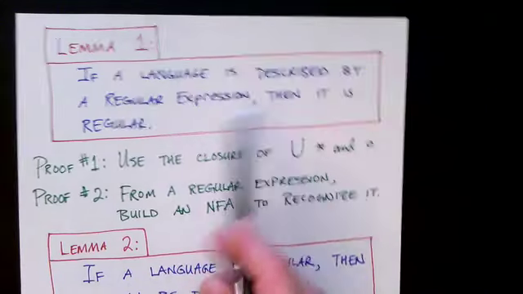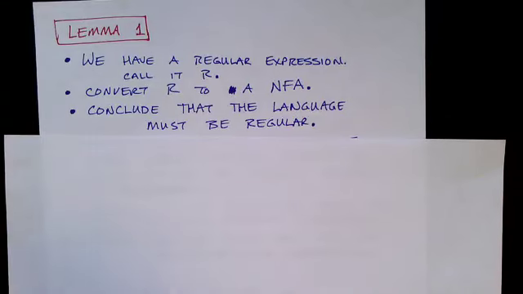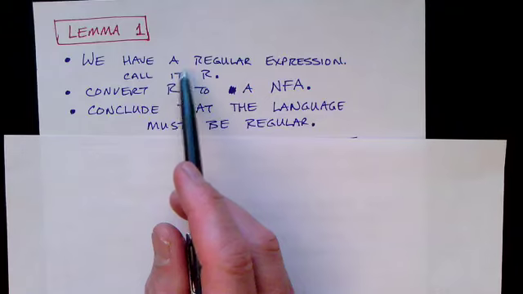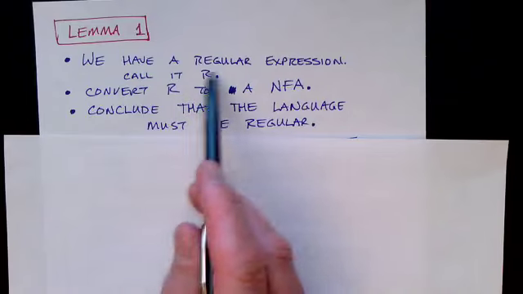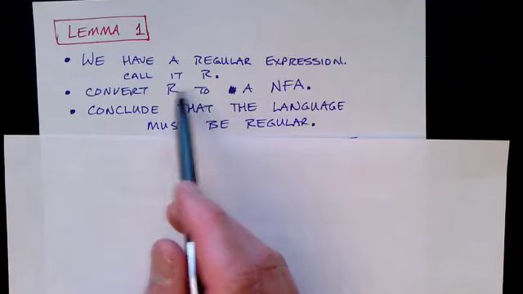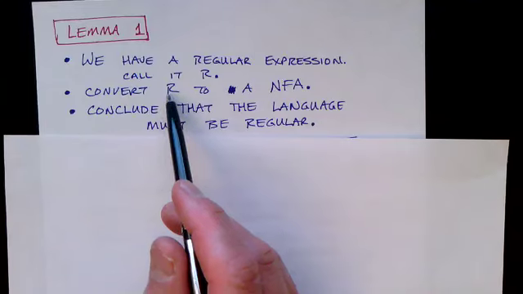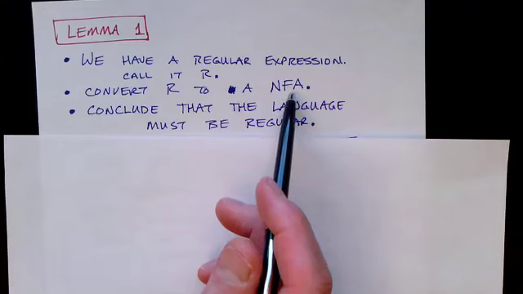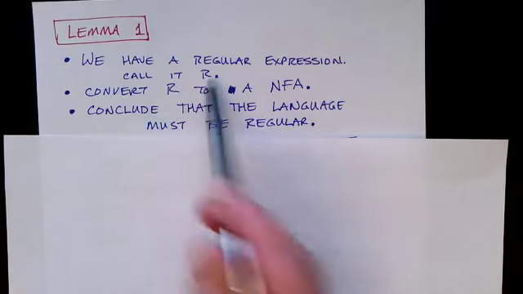If a language is described by a regular expression, then it must be regular. So to restate the first direction of this proof, that every regular expression describes a language that is regular, we have a regular expression. We can call it R. To prove this direction, we're going to show how to convert this regular expression into a non-deterministic finite automaton. Since the language described by a non-deterministic finite state automaton is regular, we can then conclude that the language described by the regular expression is regular.